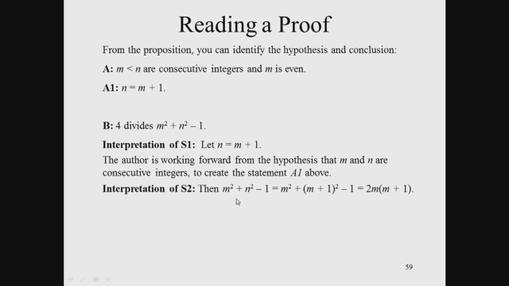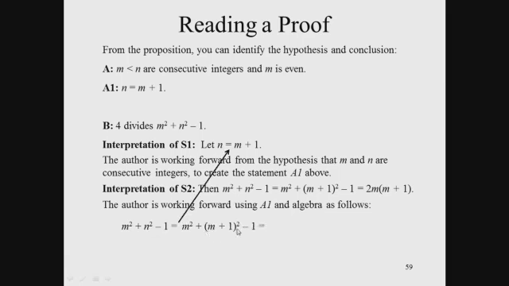Okay, so now the author says, then m squared plus n squared minus 1 is equal to m squared plus (m plus 1) squared minus 1, which is equal to 2m times (m plus 1). Let's see if we can understand where this is coming from. m squared plus n squared minus 1 is equal to, let's first put in n equals m plus 1, and now let's expand (m plus 1) squared. m squared plus 2m plus 1. What happens to the plus 1 and the minus 1? Cancels. And what have you got left? 2m squared plus 2m, and if you factor out 2m, you get 2m times (m plus 1).